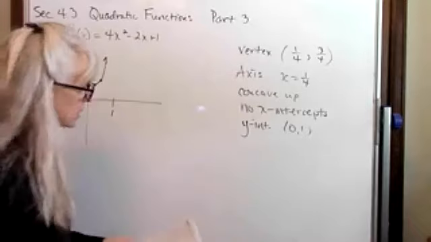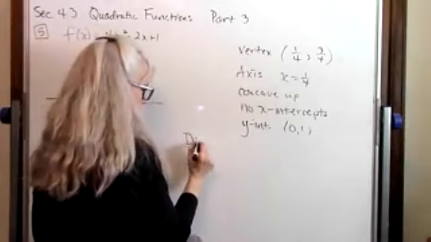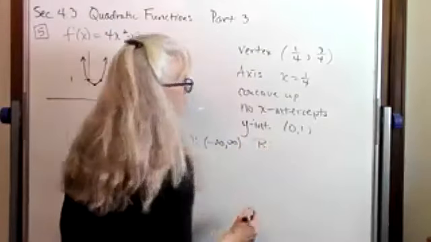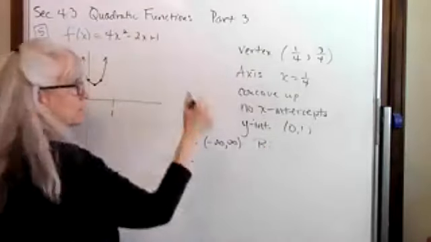Now we can answer the rest of the questions. So the domain is automatically all real numbers. The range is the bottom of the graph. Well, the bottom of our graph is at that 3/4.